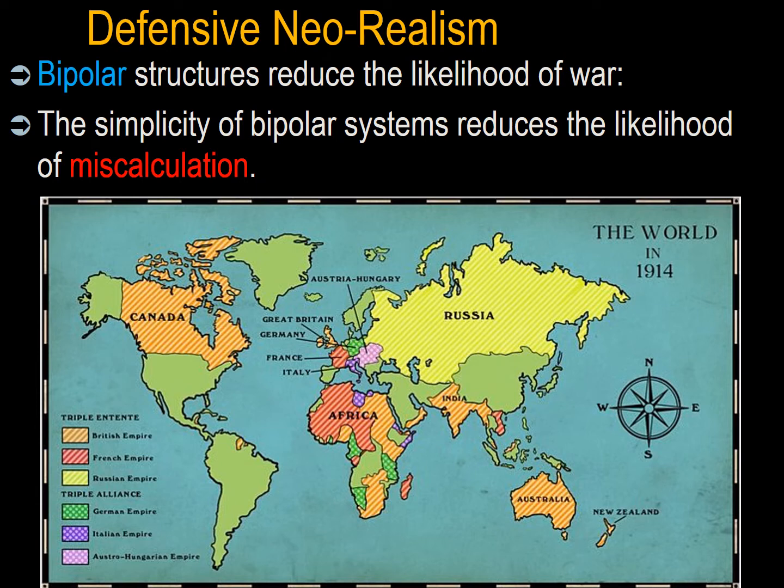Here we have the Triple Entente and the Triple Alliance depicted on a map in the lead up to the First World War in 1914. On the one hand, it's a complicated environment, but on the other hand, this prediction of bipolarity seems to fail because you've got these two separate alliances, maybe not two separate powers, but two separate alliances, and that simplicity perhaps should have reduced the miscalculation that ultimately caused the First World War.